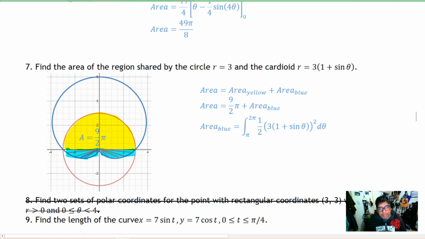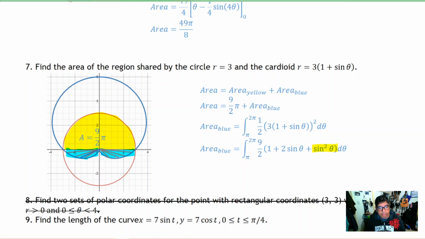Now we're going to want to simplify this a little bit. Let's start by dealing with the square. So we'll square each of those factors separately. 3 squared is 9, and then 1/2 times 9, that's 9 halves. Next we'll expand 1 plus sine theta squared. That expands to 1 plus 2 sine theta plus sine squared theta.